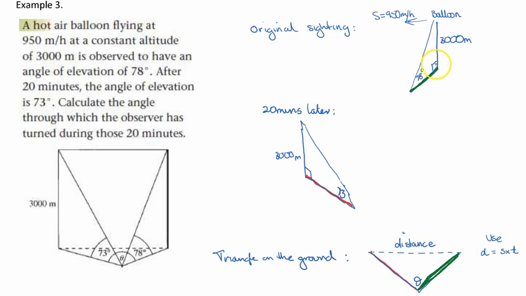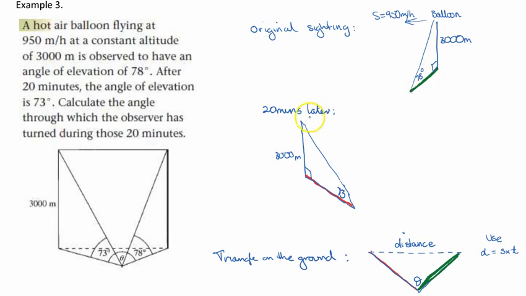We do know that the balloon is flying along at a constant altitude of 3,000 metres, so the distance above the ground is 3,000. And anything vertical will make a right angle to the ground. So we've got a right angle triangle there.